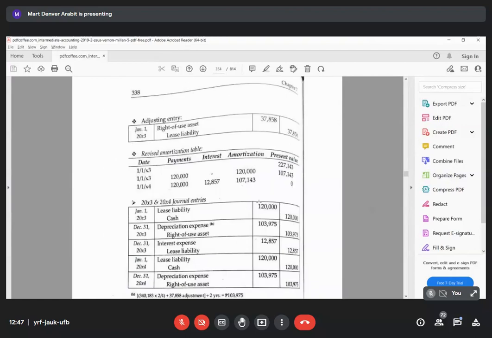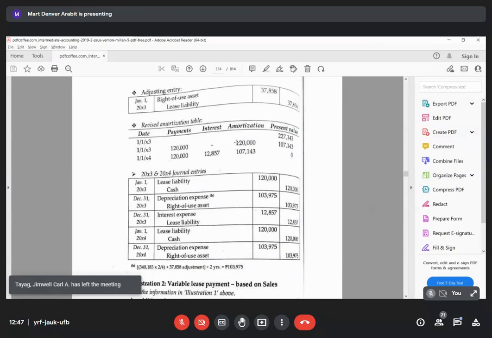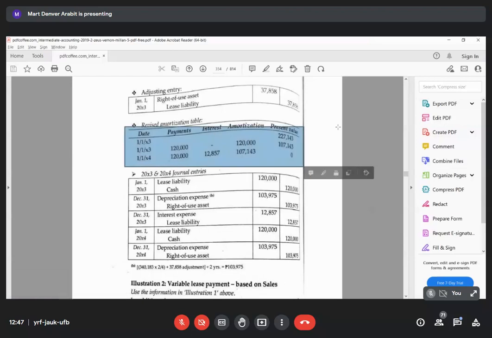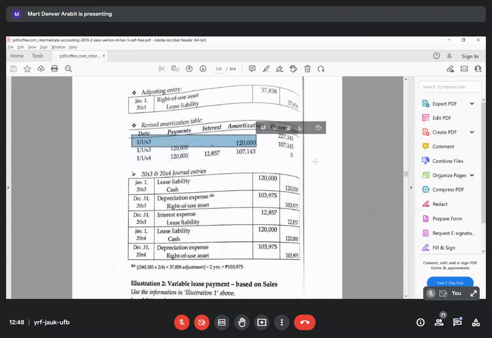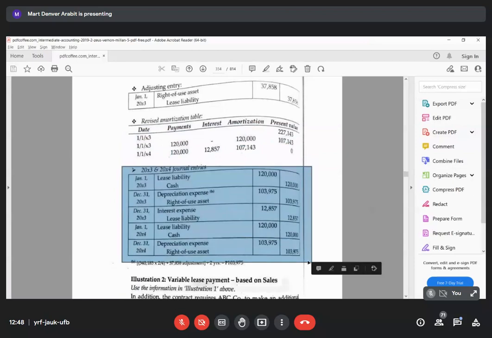So, ito yung magiging entry niya. Increase in ROU and increase in lease liability. And then, ito na yung magiging updated effective interest table niya. Okay? So, paid in advance. Then, next year, ito na siya. Close na siya. And ito yung subsequent entries. Okay?